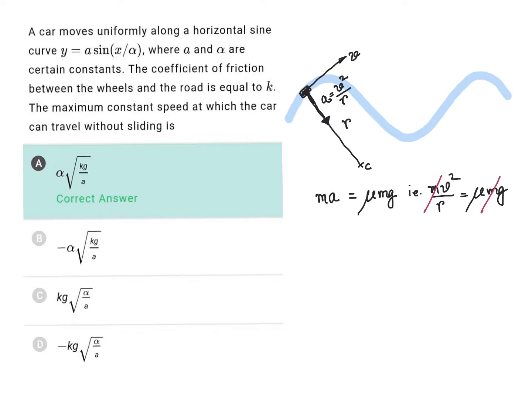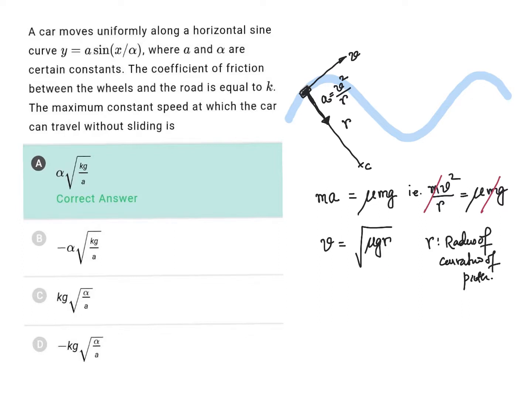you get the speed, you have to find the speed. So v is equal to root over of mu g r. What is r? R is the radius of curvature of the path. Now in a sine curve, the radius of curvature varies.